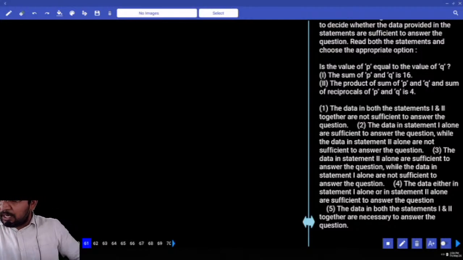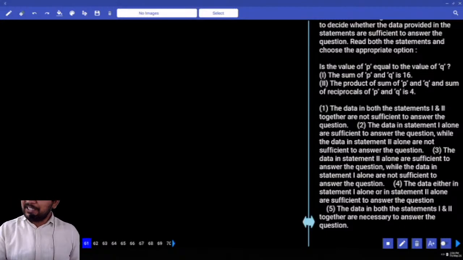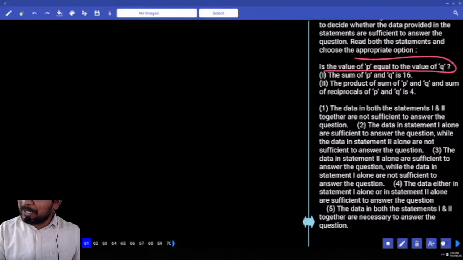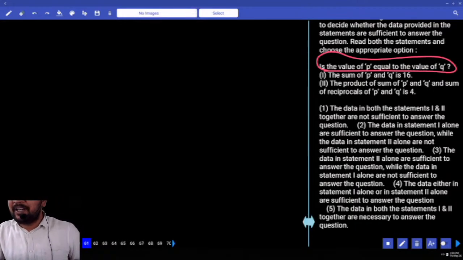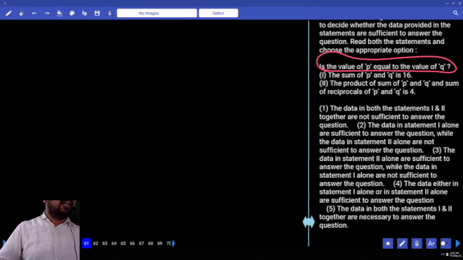So first of all read the question. Is the value of P equal to the value of Q? That is your question. Is it equal or not? You have to decide by using statement 1 and statement 2. For deciding the answer, either only statement 1 is sufficient, or only statement 2 is sufficient, or both are required, or even together the answer is not possible, or either is sufficient. Those are the options. Now see the first statement.